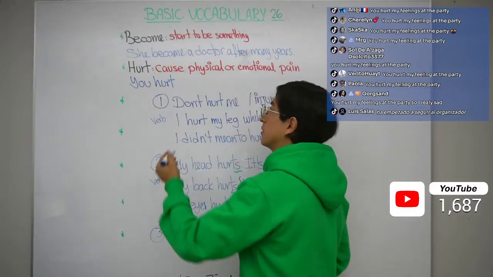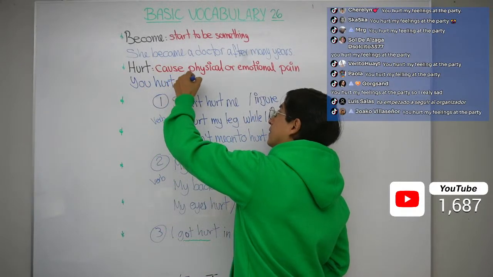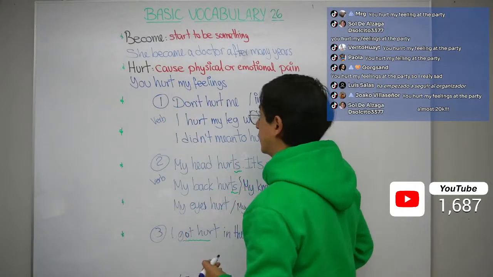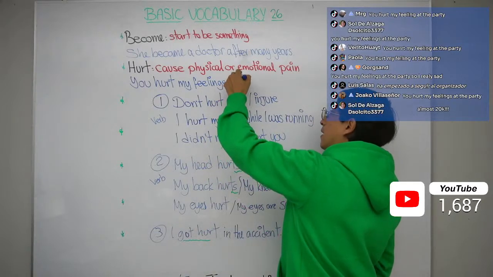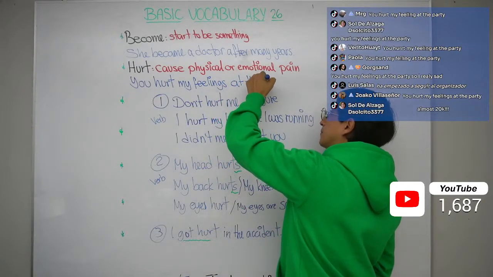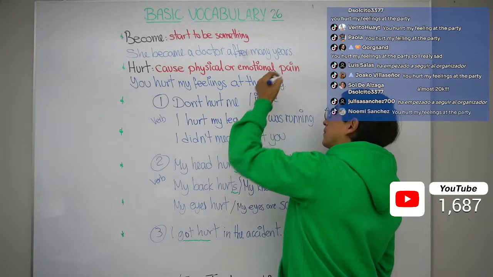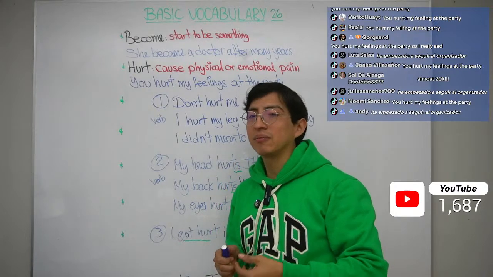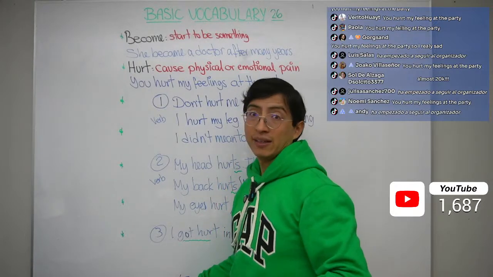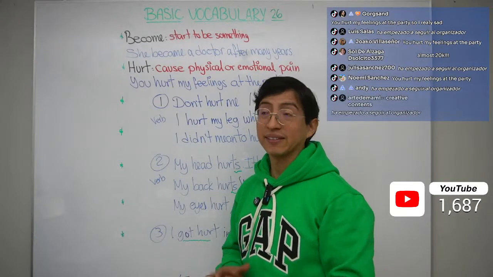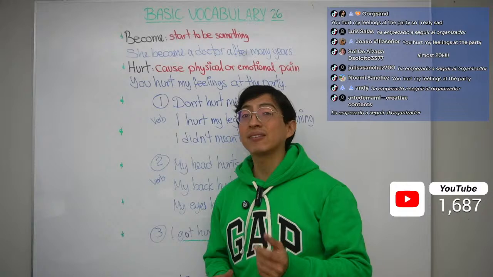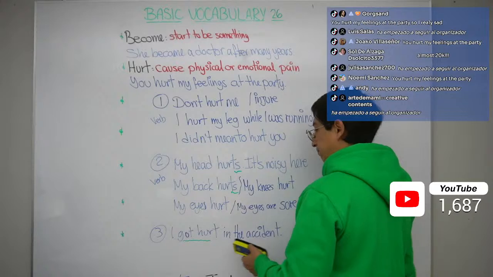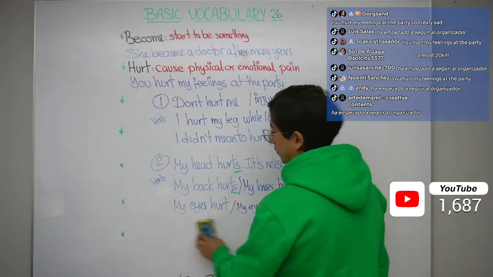Okay, you hurt my feelings. Okay, you hurt my feelings at the party. Yeah, very good. Lastimaste mis sentimientos, ¿no? O me lastimaste en la fiesta o durante la fiesta. También podría ser. Okay, very good. Let's continue with the next word. Ok, chicos, vamos a borrar esto. Let's erase this.